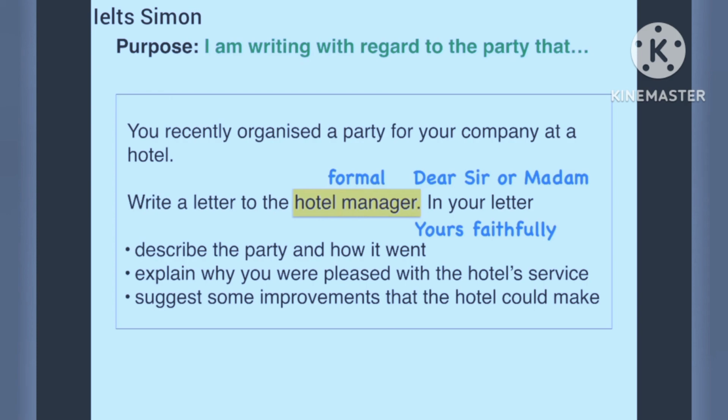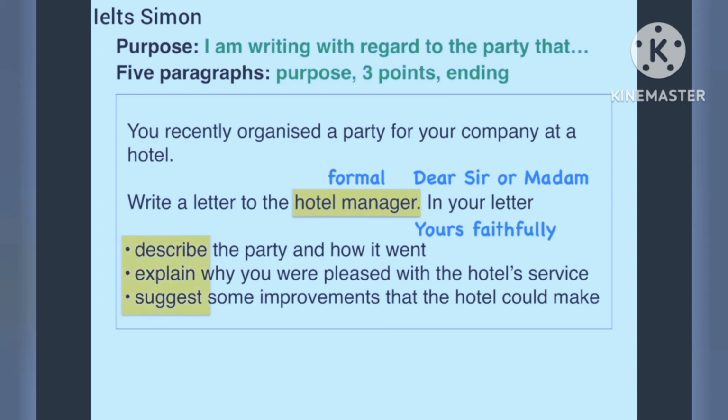We also talked about having 5 paragraphs: the purpose sentence, 3 points that you can see on the task, and an ending sentence, as well as the greeting at the beginning, "Dear Sir" or "Madam," and the "Yours faithfully" at the end. Now, we also talked about these 3 points.